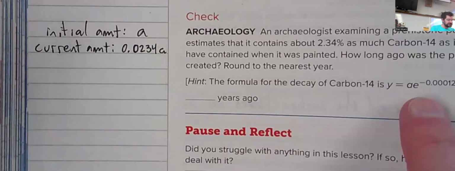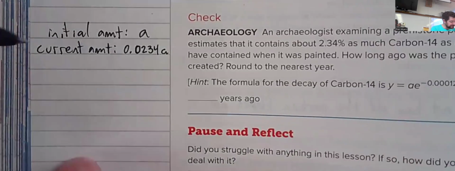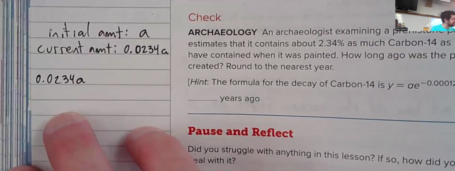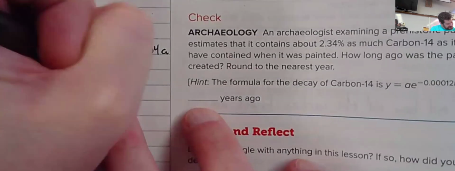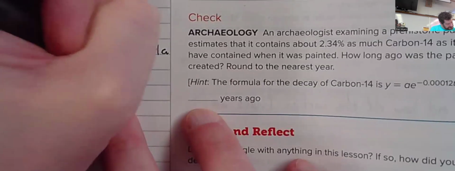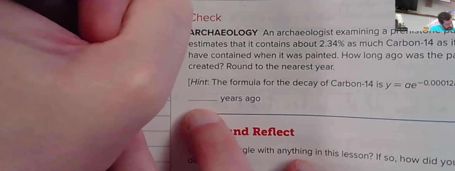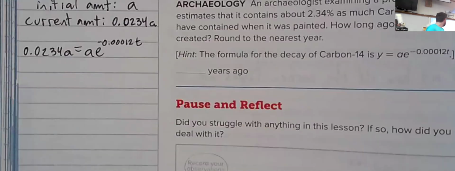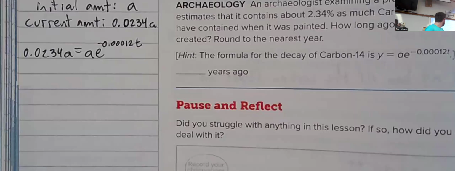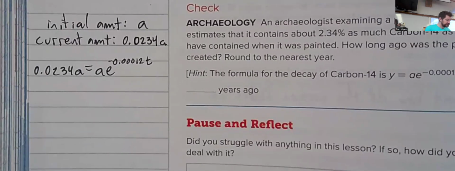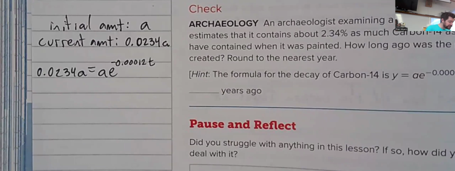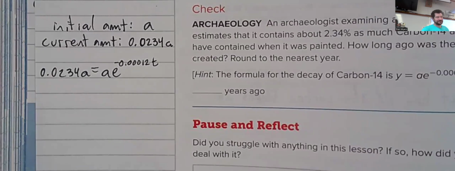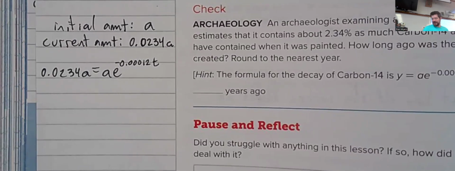The negative 0.00012 is still the same thing. So we've got ourselves 0.0234A equals A times e to the negative 0.00012 times t. And once again, we're solving for t. So I'd like you to solve for t real quick and then estimate how long ago the painting was made. Prehistoric, I'm guessing it was in a cave. So we'll call it a cave painting because that's a thing. Take a minute or two on that and we'll see how that ends up.